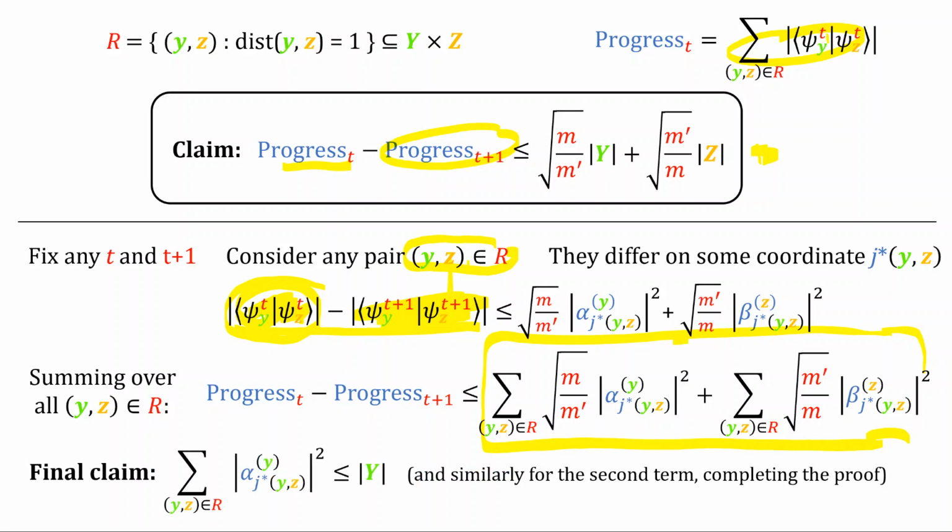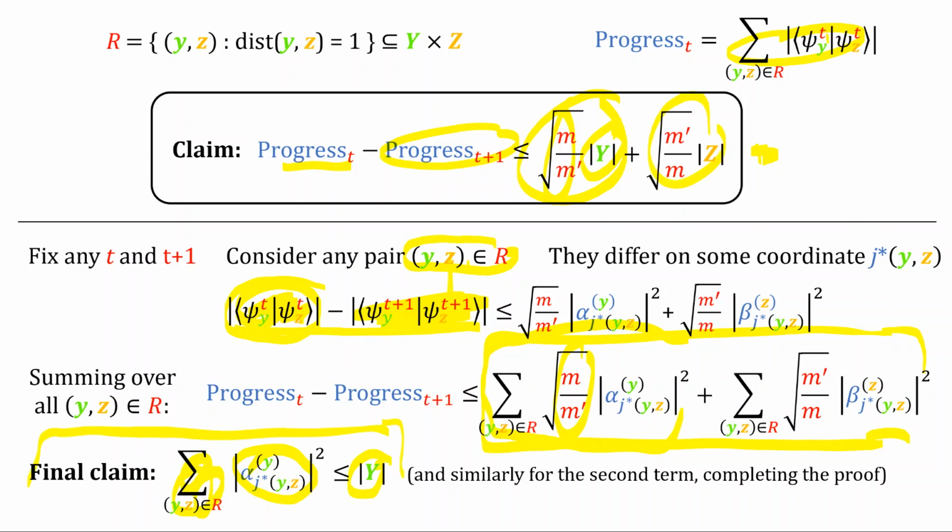So let's just look at this first term here. We can take out the root m prime that matches what we need to get, and what we're left with is the sum over all yz in R of the square of this complicated looking amplitude. And what would be great is if we could show this is at most cardinality of Y, because that would match up with this first term. And of course we can do that. It's the exact same thing for the second term, it will match up with the second term. So really this final claim is the last thing we need to show to complete the proof of the overall claim.